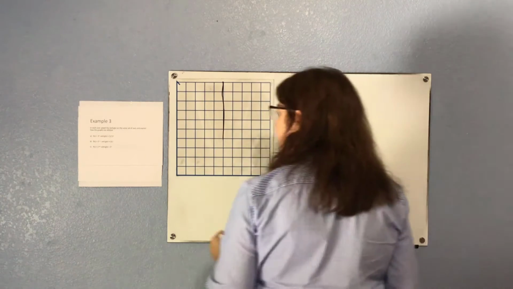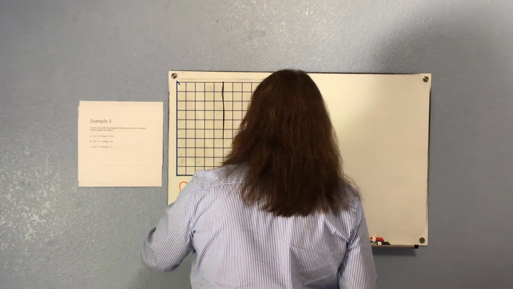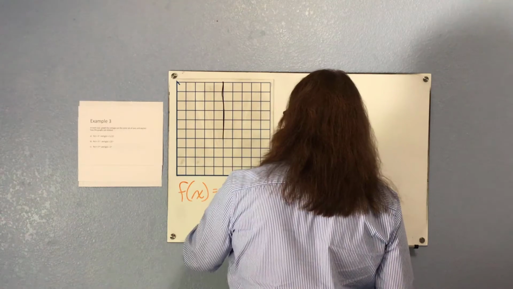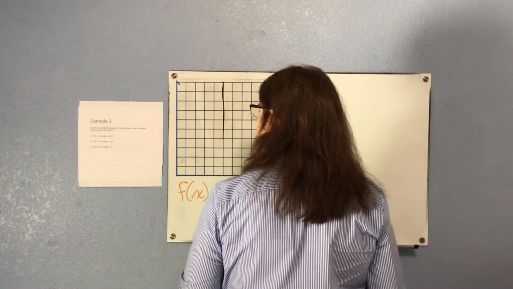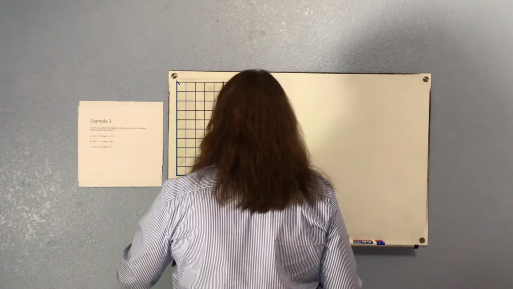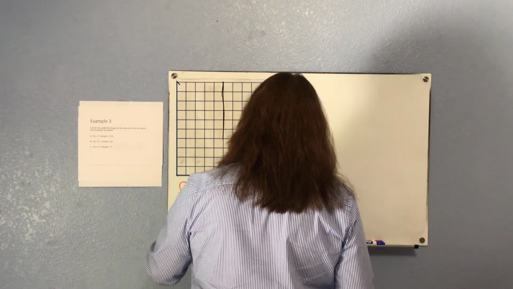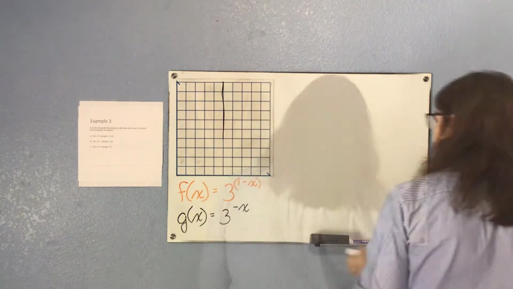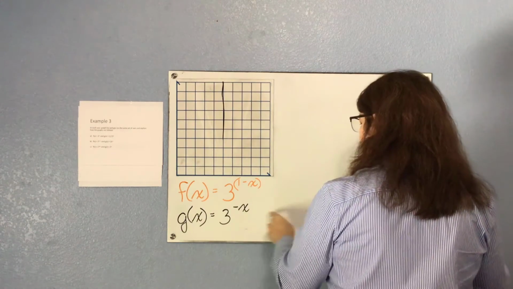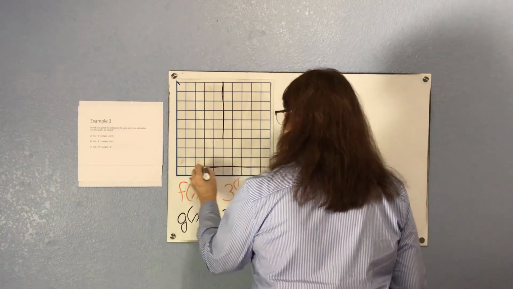What happens if I have f of x equals 3 to the 1 minus x, and g of x equals 3 to the negative x. Okay, I'm going to do 3 to the negative x first, since we've already looked at that one, or something very similar.